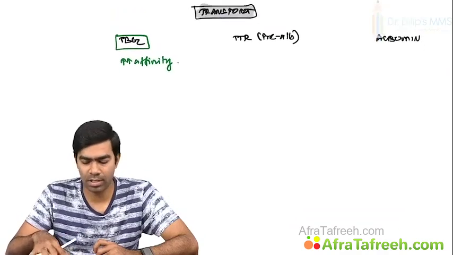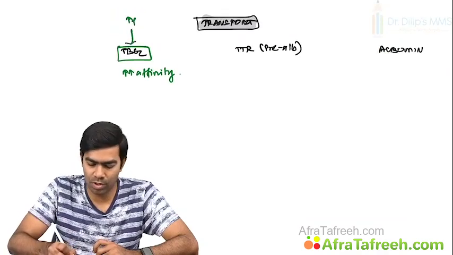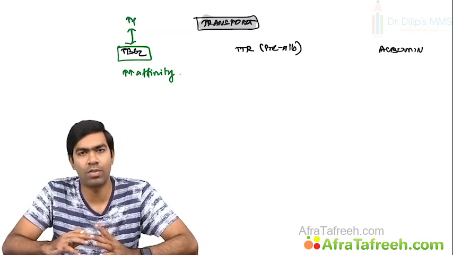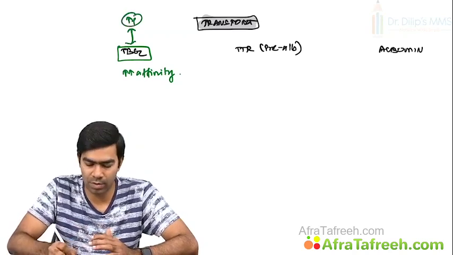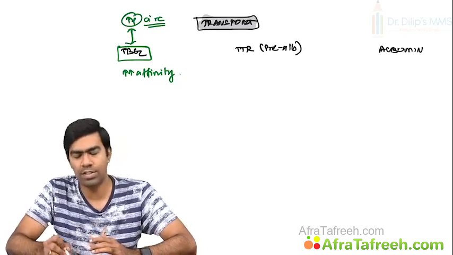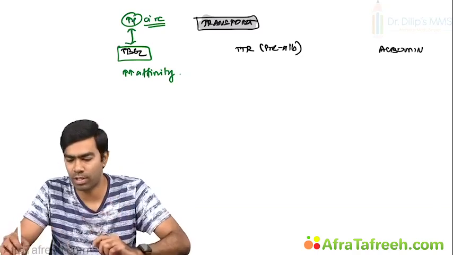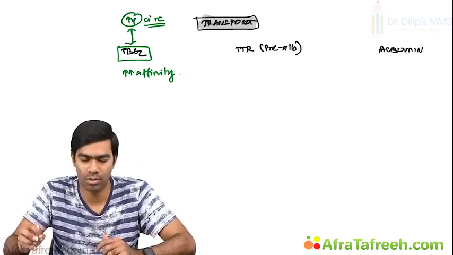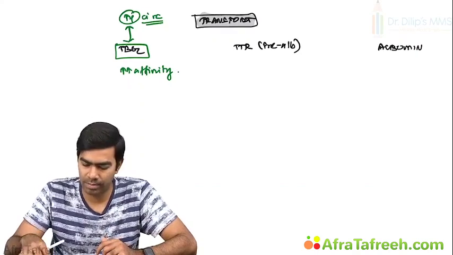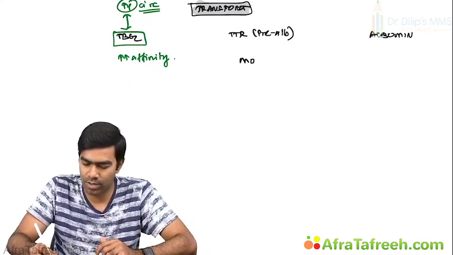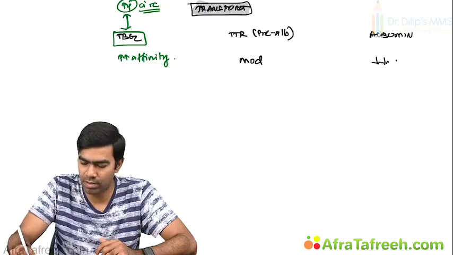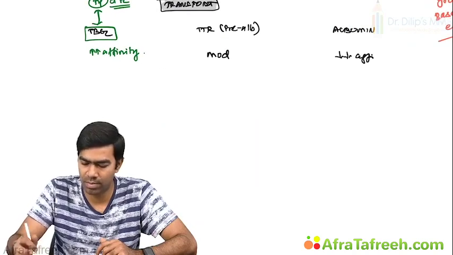For the same reason, the circulating T4 is going to be predominantly bound with the TBG only. Whatever T4 is seen in the circulation, at physiological levels at least, you are going to have binding with the thyroid binding globulin only, not with other compounds. And TTR, on the other hand, has moderate affinity, whereas albumin is going to have reduced affinity comparatively.